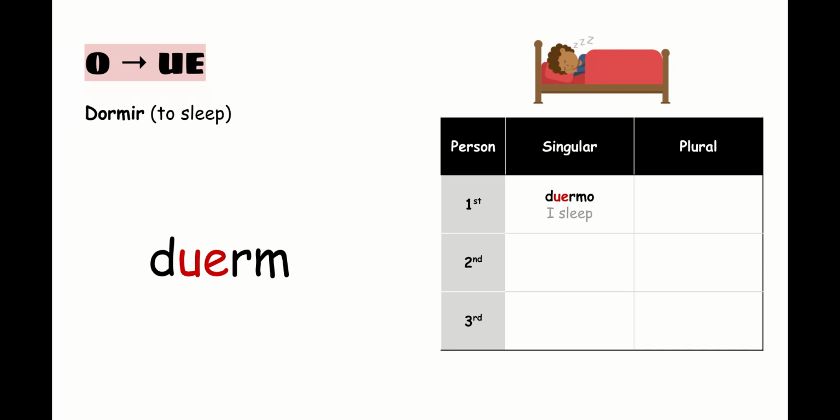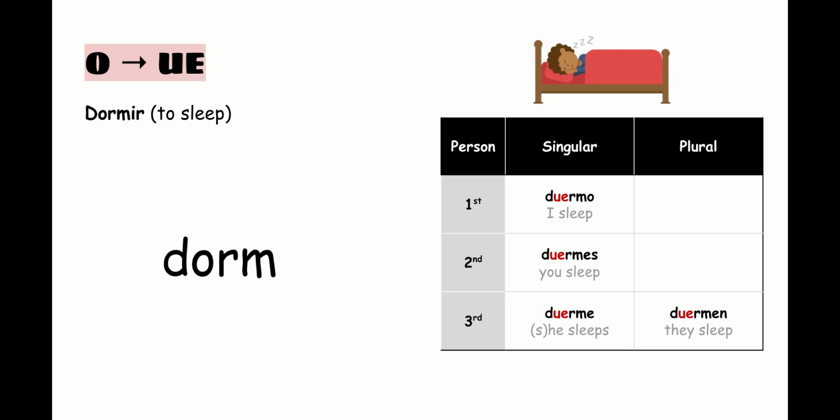Dormir is an IR verb, so we can say duermo, and then second person singular will say duermes, right? The ES ending goes with an IR verb. Duerme, he or she sleeps, and duermen, they sleep. So we've filled in the boot now. Now, to do the other two, we will just conjugate it normally. You don't have to do the stem change, so you change it back to dorm, and then you can conjugate dormimos and dormís.